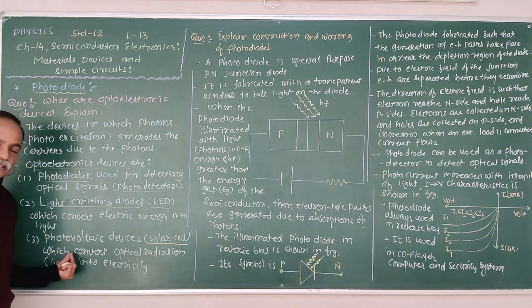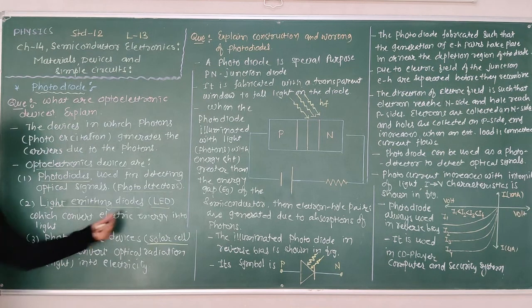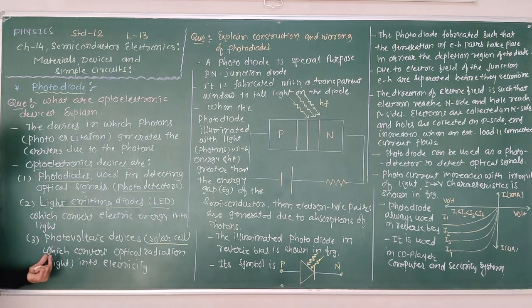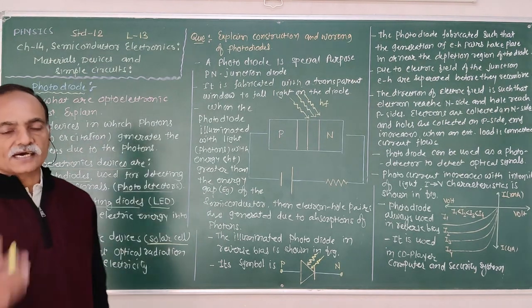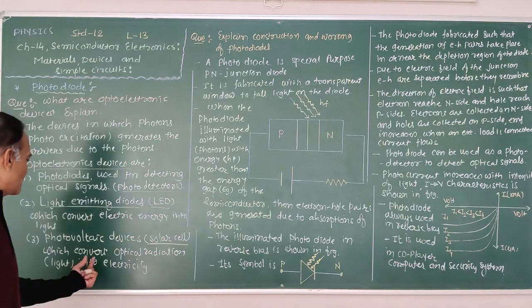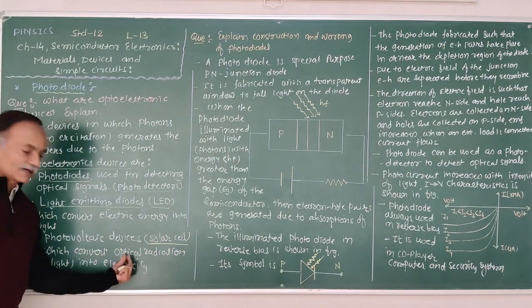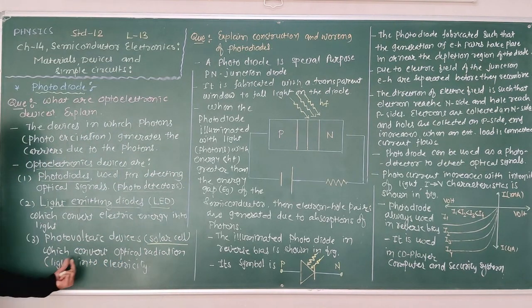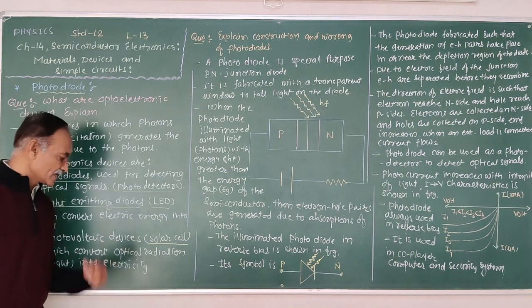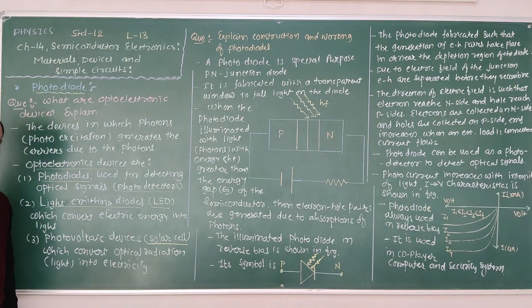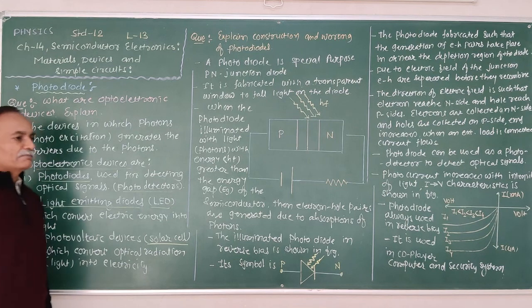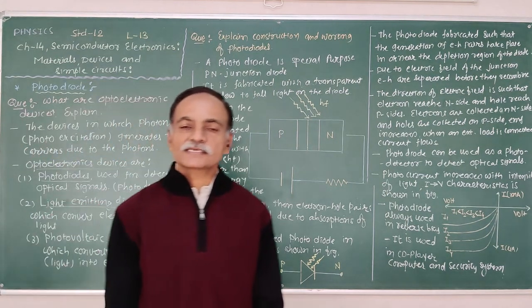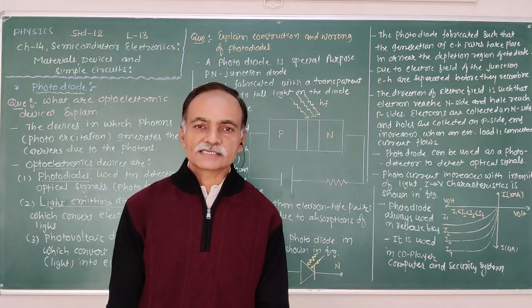Okay. Now it is known as the photovoltaic device. The other name is solar cell, which converts optical radiation, light, into electricity. What is the principle of the solar cell? A solar cell converts optical radiation, that means light, into electricity. So this is the brief information about the optoelectronic devices.